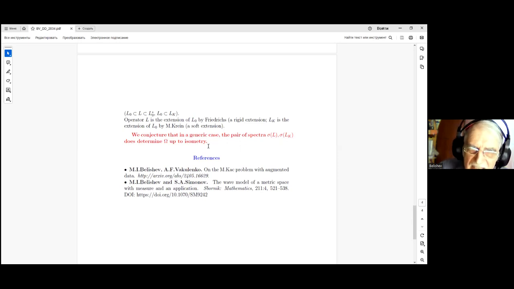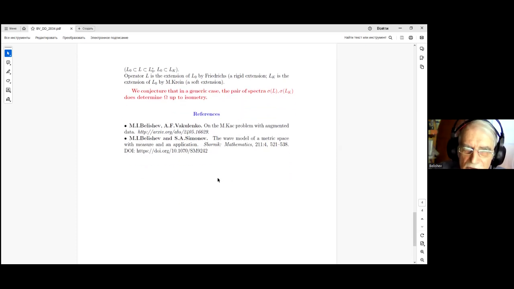So our hope is that this spectrum may substitute the setting of the boundary data. This augmented data looks more natural, but the question on the validity of this hypothesis is surely open. In the next talk, something about this conjecture will also be said and commented. And that's all. Thank you for your attention.